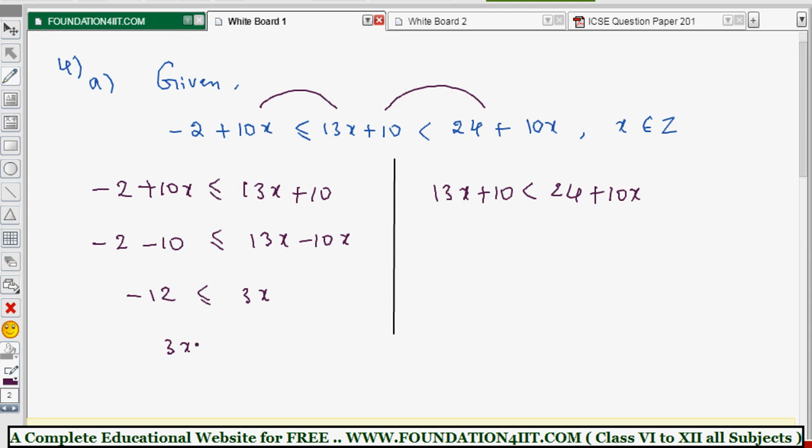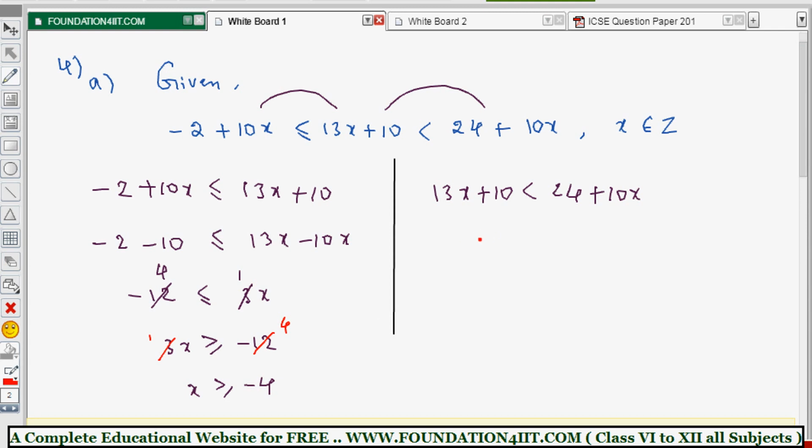Then we can separate it. Up to here, minus 12 is less than or equal to 3x. That means 3x is greater than or equal to minus 12. Taking combinations together, you can cancel this. 3 ones are 3, 3 fours are 12. Minus 12 is less than or equal to 3x means 3x is greater than or equal to minus 12. So already cancel, right? Then x is greater than or equal to minus 4.